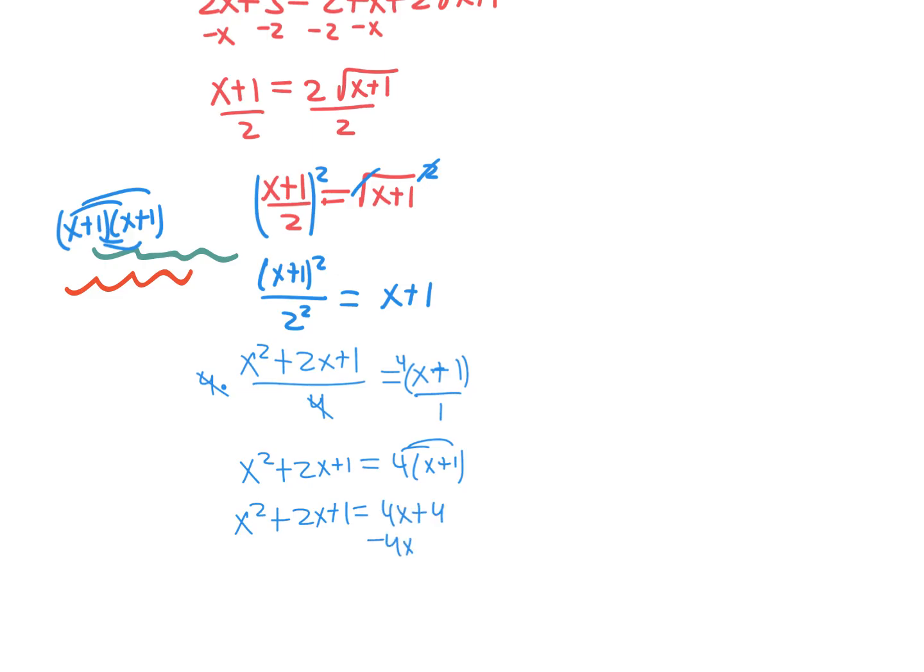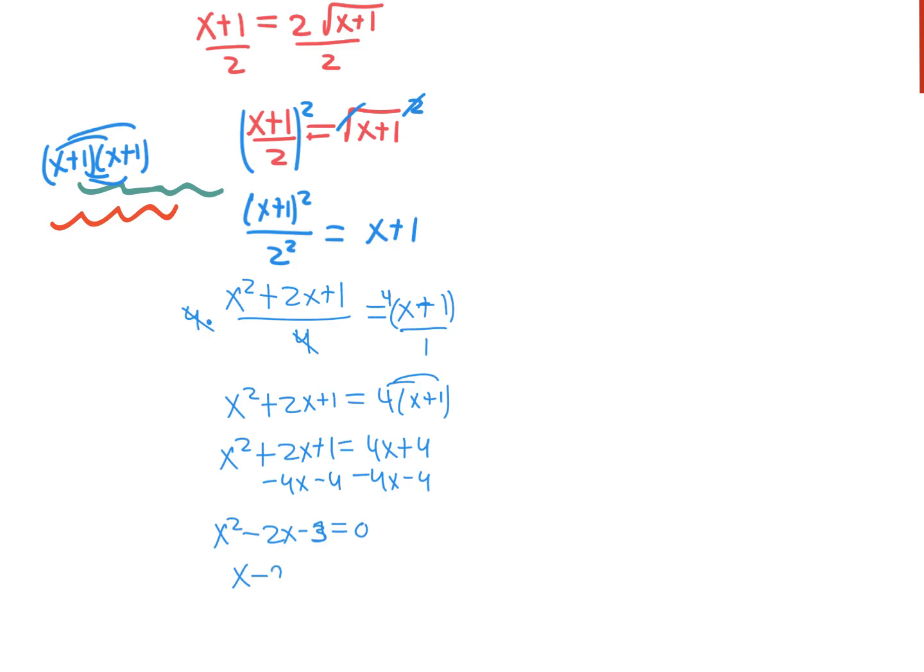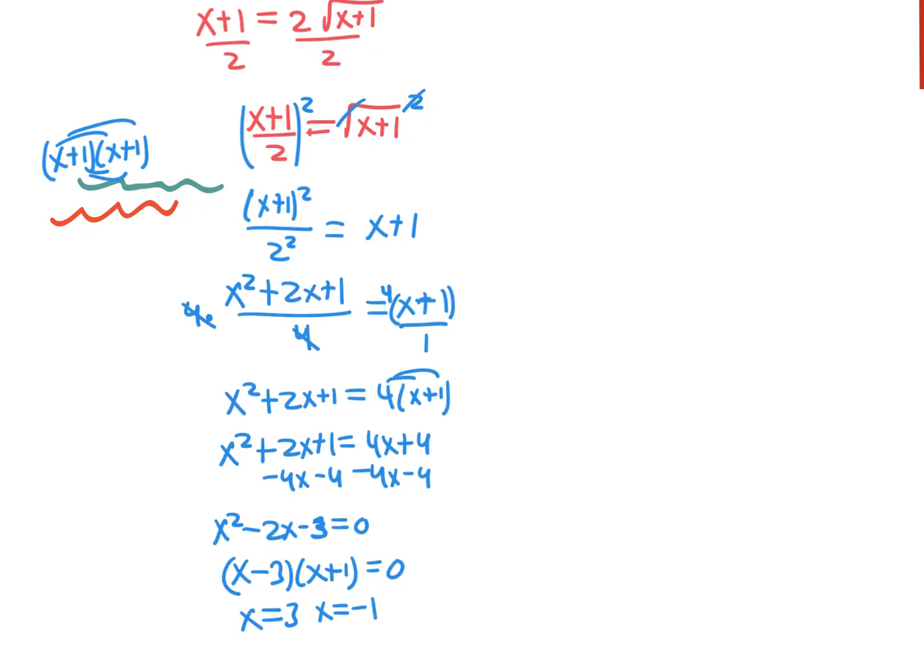Let's get everything to one side, right? This is a quadratic, so minus 4x and then minus 4. And then we're left with x squared minus 2x minus 3 equals 0, right? This is factorable, so we end up with x minus 3 and x plus 1 equals 0. And then when we get our two answers, it's going to be x equals 3 and x equals negative 1.